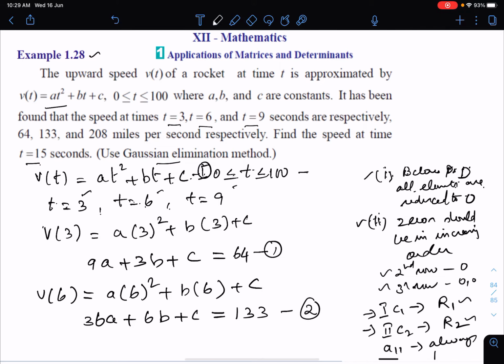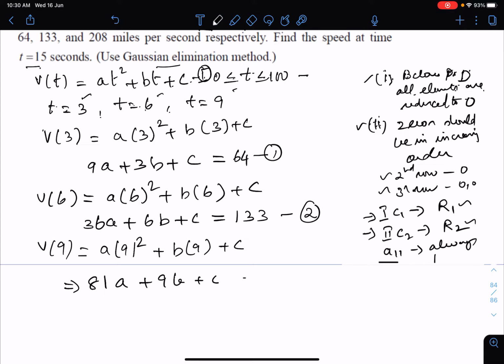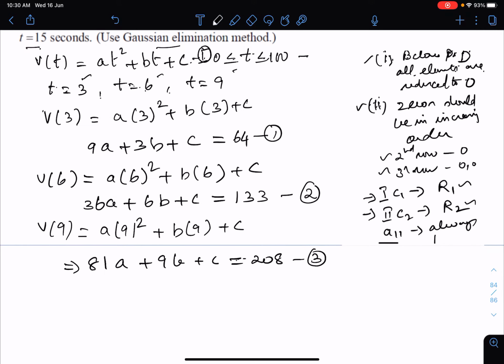You put this as Roman letter 1. And then v of 9, so a into 9 square plus b into 9 plus c. So it is going to be 81a plus 9b plus c equal to 208. So these are going to be our 3 equations. So we have got our system of 3 linear equations.